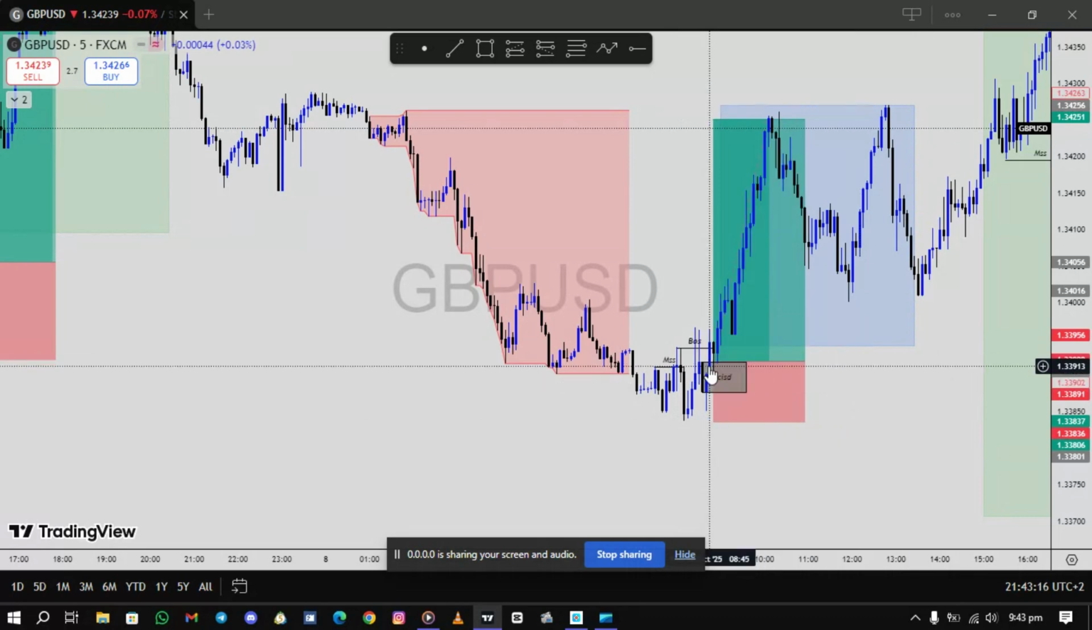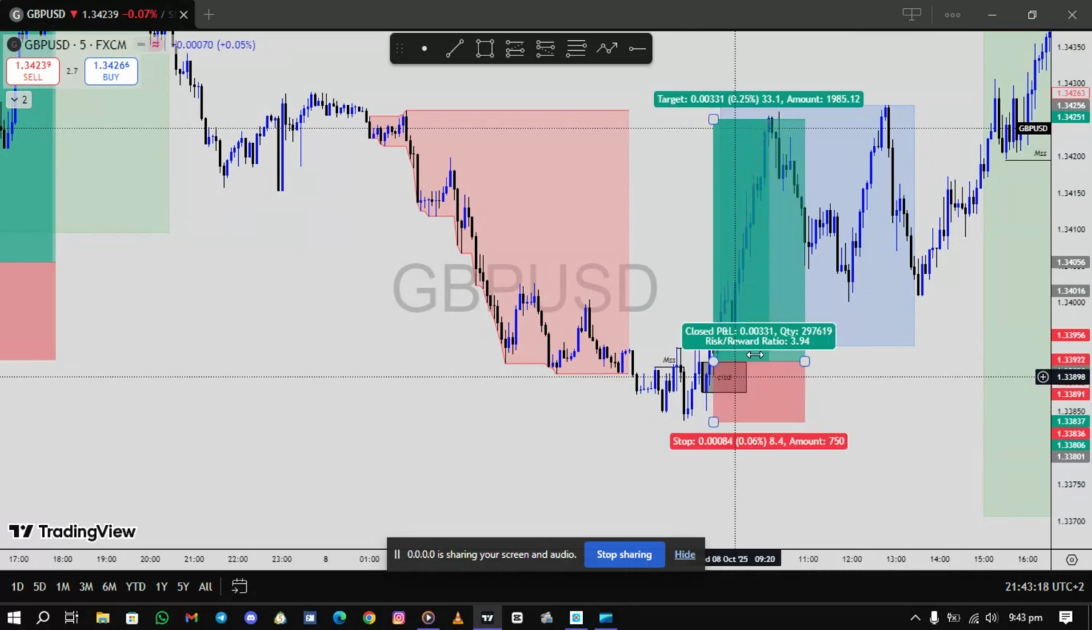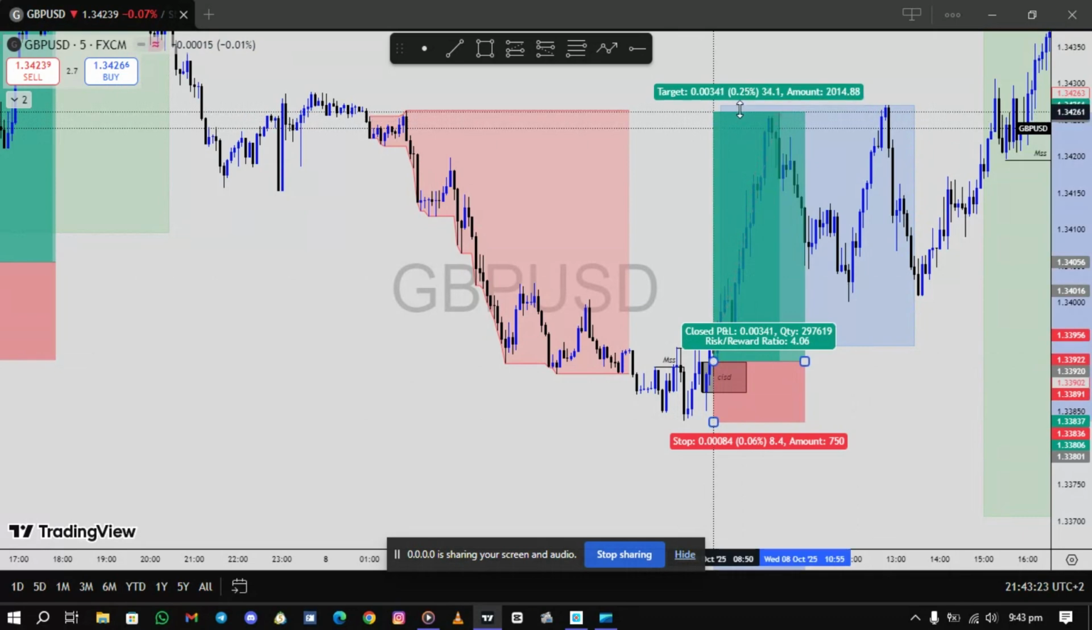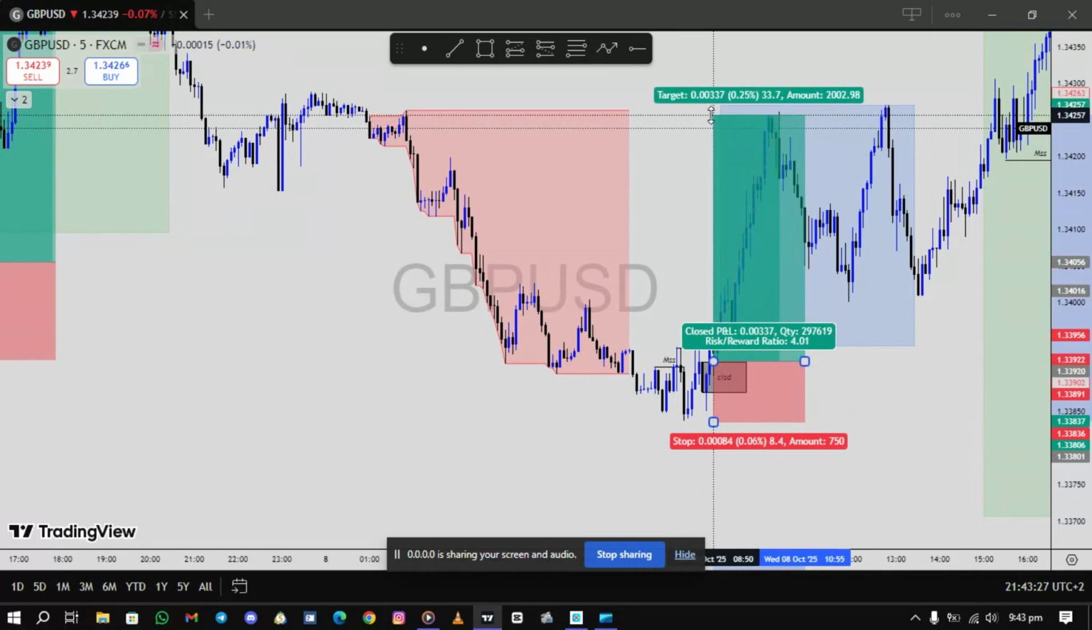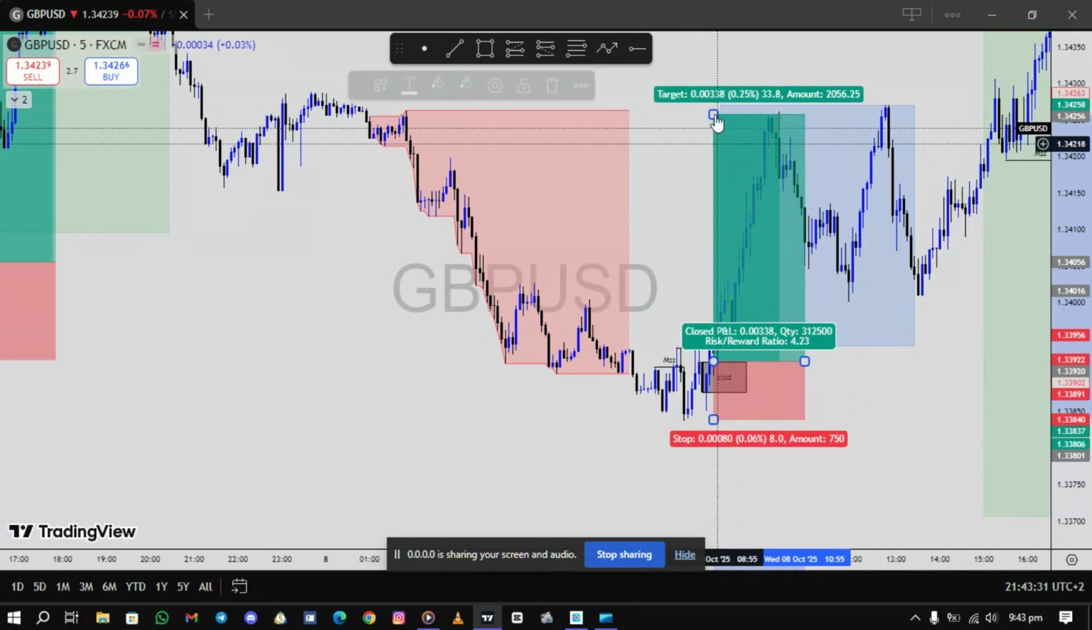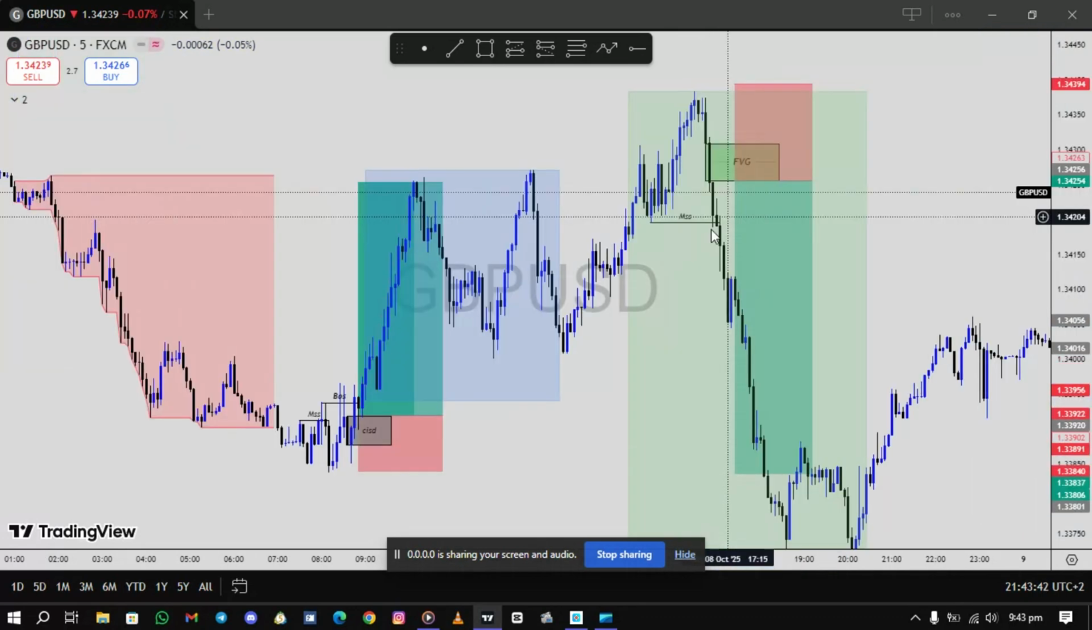Entered the trade off of this CISD block, targeting the Asian high, which was around somewhere here, but we ended up closing the position at the 4-hour. Got something like 4% on this setup.